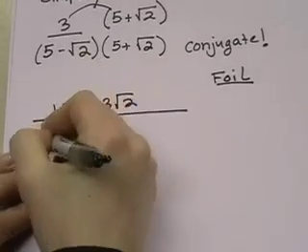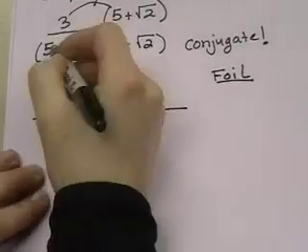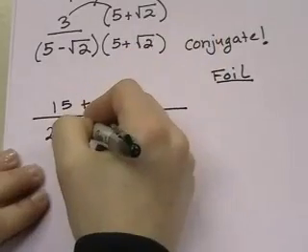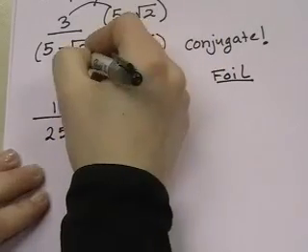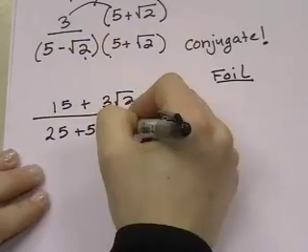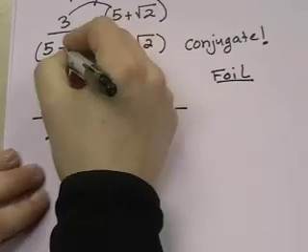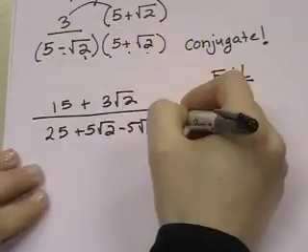5 times 5 is 25. 5 times radical 2 is 5 radical 2. Negative radical 2 times 5 is negative 5 radical 2. Negative radical 2 times radical 2 is 2.